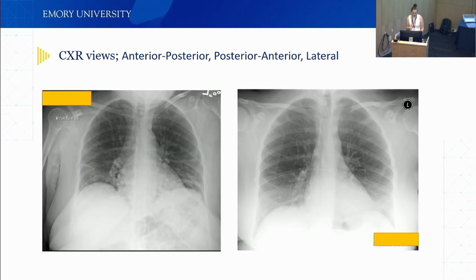First quiz question. This is the same patient. One is an AP, one is a PA. So one is front to back, the other one is back to front. Anybody want to make a guess? It is a portable, but both are portables. And one is an AP and one is a PA.